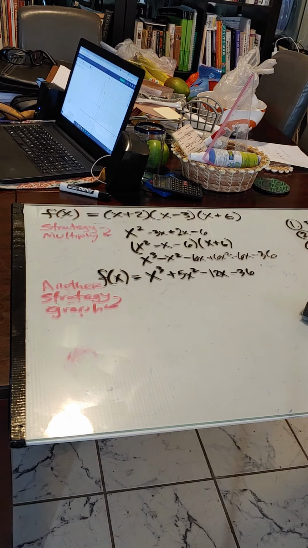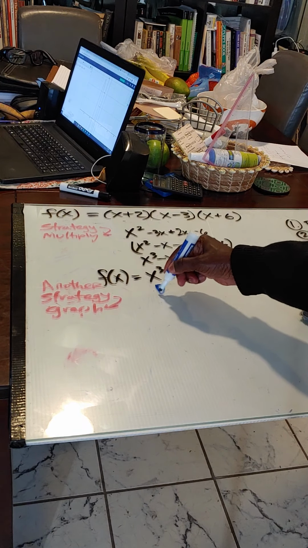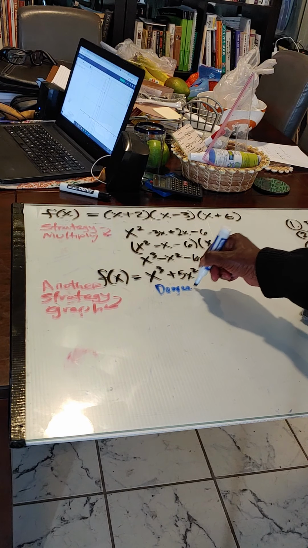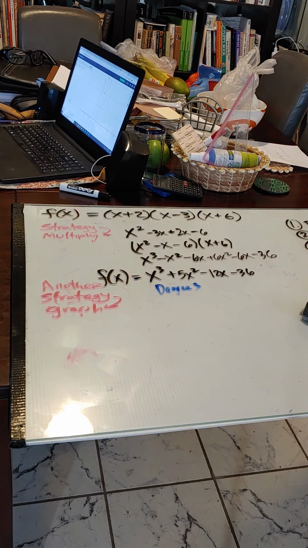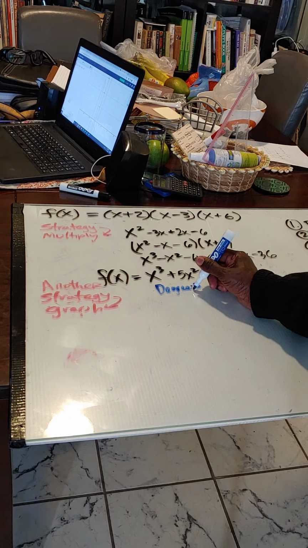And so very clearly, our leading term here is x to the third power. And so the degree of this function is the highest exponent of the leading term, which is 3. So our degree is 3.